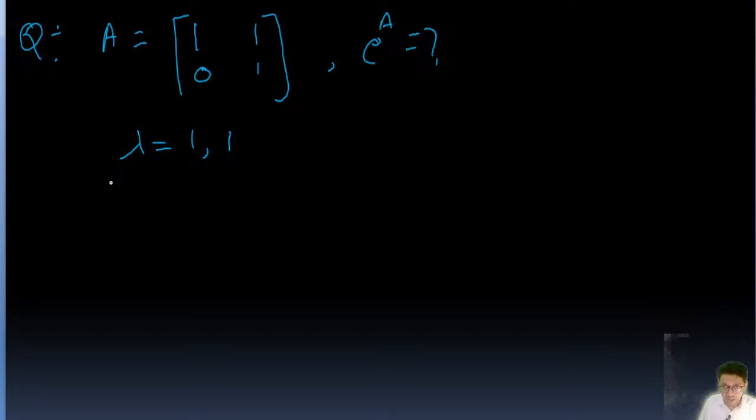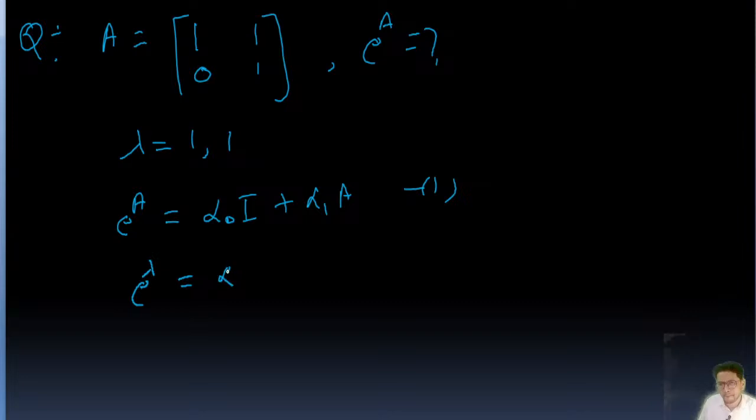So here is the trick. Because the eigenvalues are the same, we'll write e to the power A equal to alpha naught I plus alpha 1 A. This is equation 1. Equation 2 is, my apologies, e to the power lambda equal to alpha naught plus alpha 1 lambda.